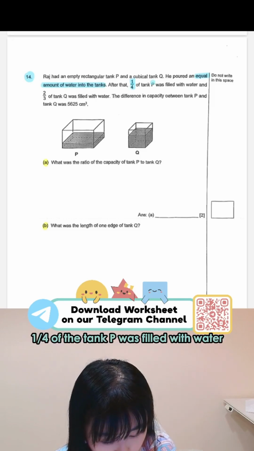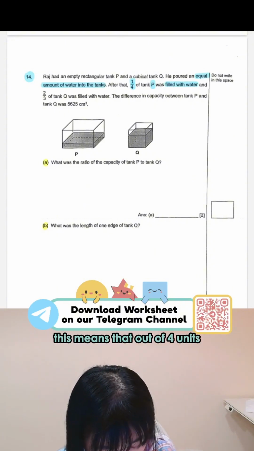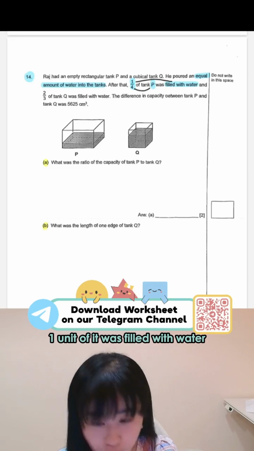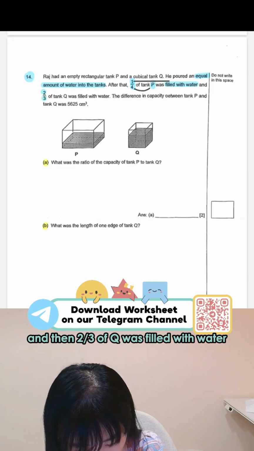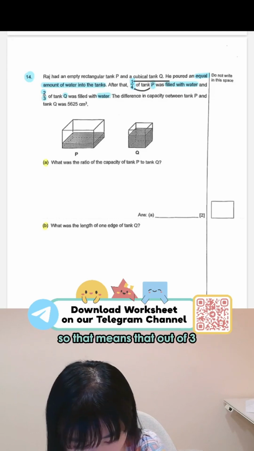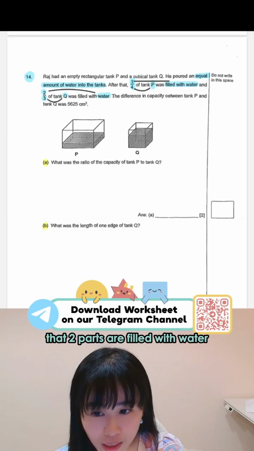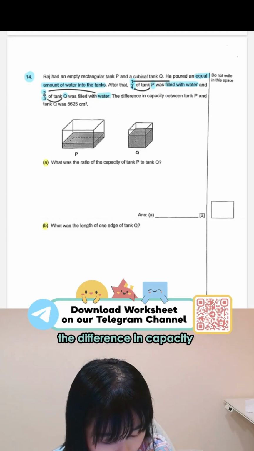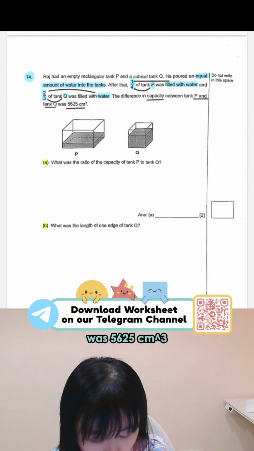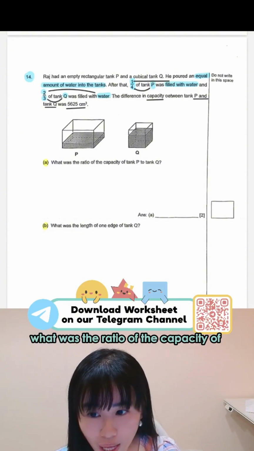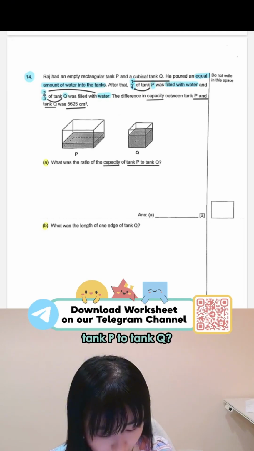1/4 of tank P was filled with water. This means that out of 4 units, 1 unit was filled with water. And then 2/3 of Q was filled with water, so that means out of 3 units, 2 parts are filled with water. The difference in capacity between tank P and Q was 5625 cm³. What was the ratio of the capacity of tank P to tank Q?